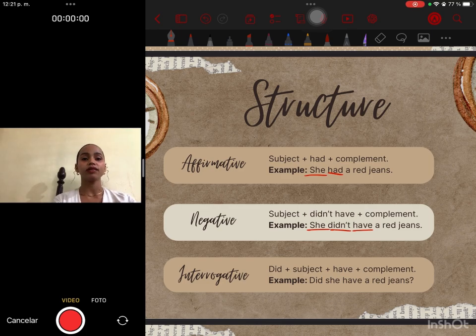Interrogative form is did plus subject plus have plus complement. Example, did she have a red jeans? Did is an auxiliary, she is the subject, have is the base verb, and a red jeans is the complement.